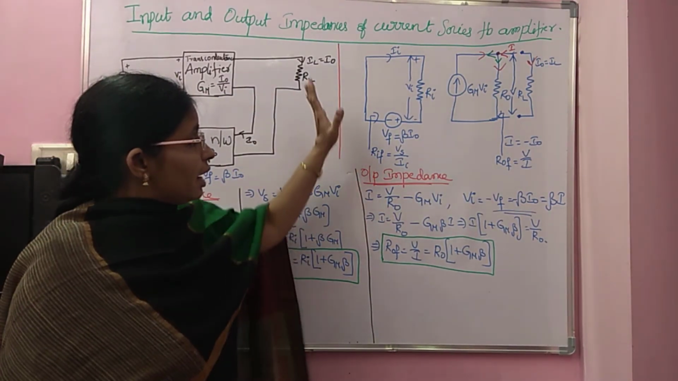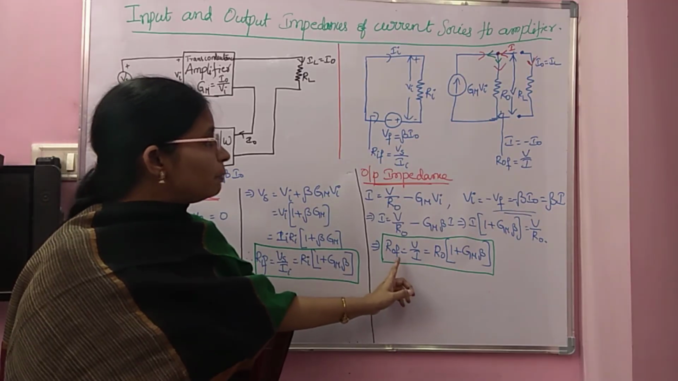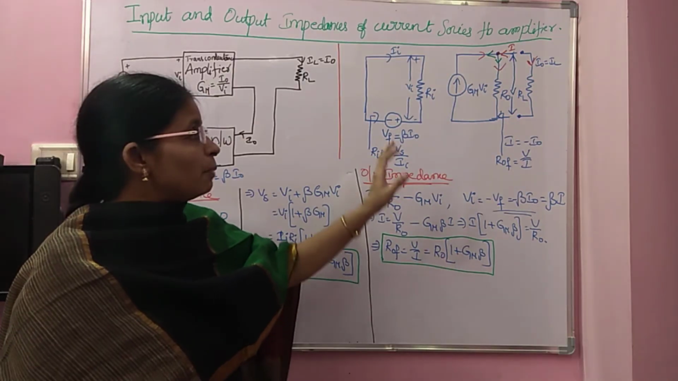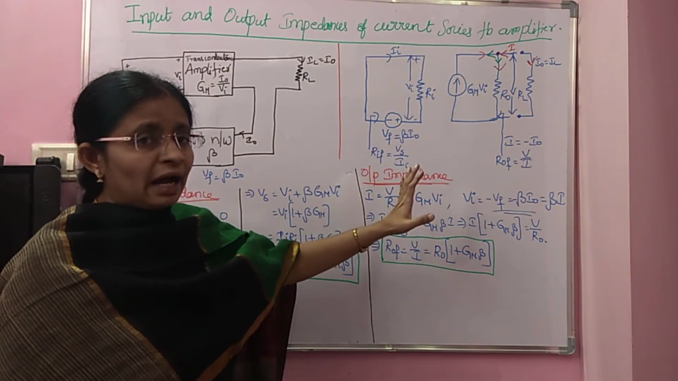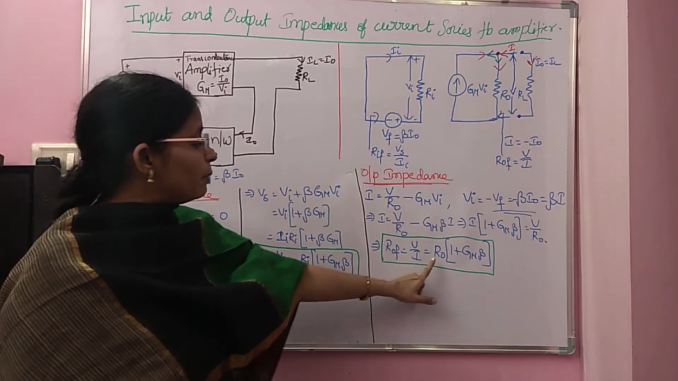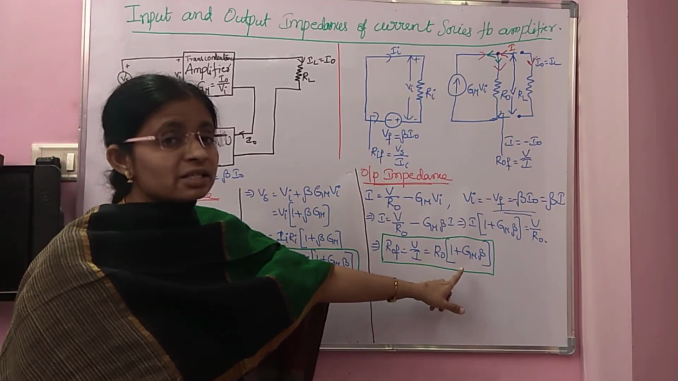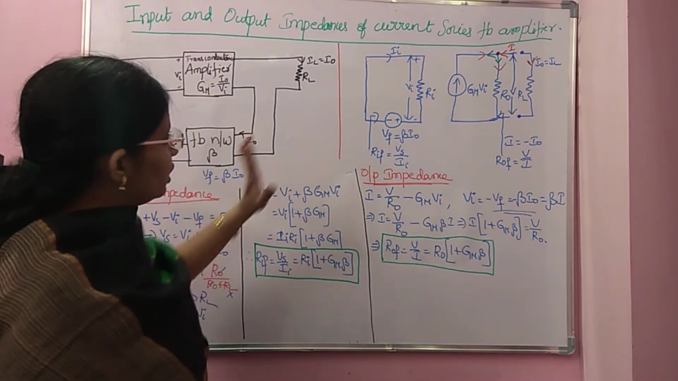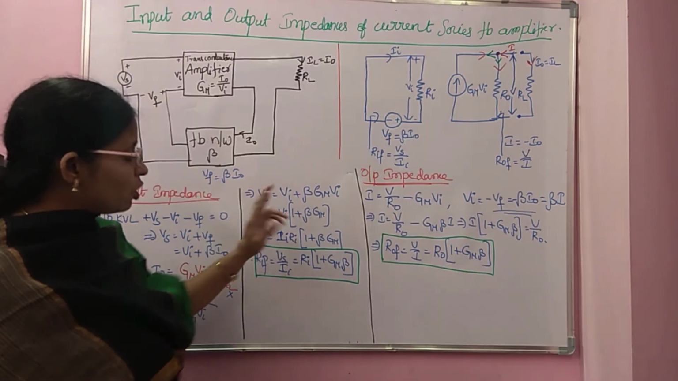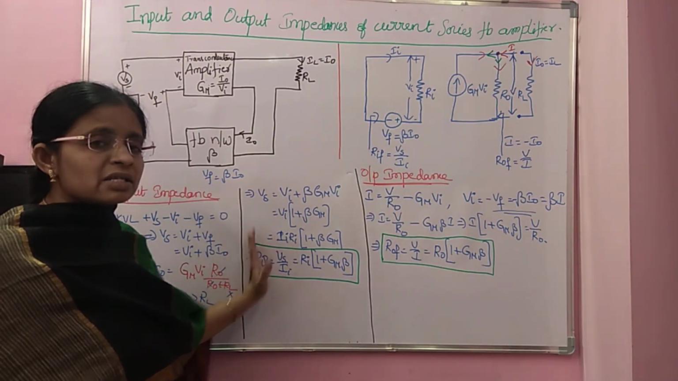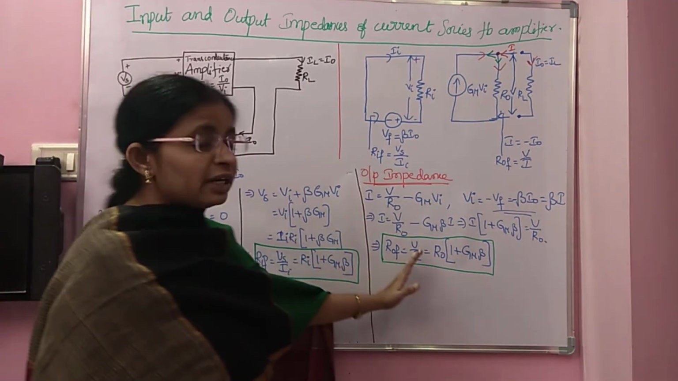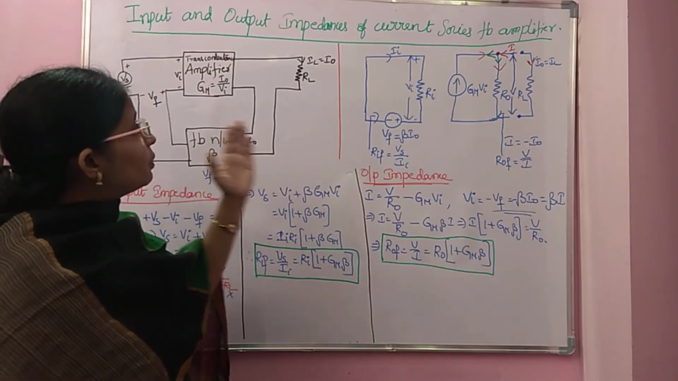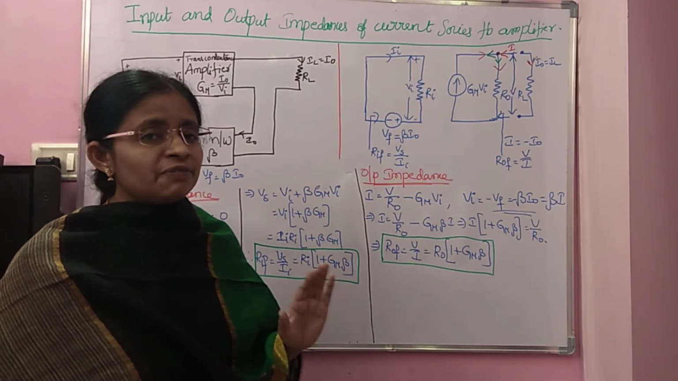In the absence of feedback, the output impedance of the transconductance amplifier is R naught. But when you include the feedback in the form of current series, the output resistance gets increased by a factor 1 plus Gm beta. So if you look at this total derivation, a very simple derivation, we got two conclusions. Input impedance increases with feedback and output impedance also increases with the feedback. So this is about input and output impedances of current series feedback amplifier.